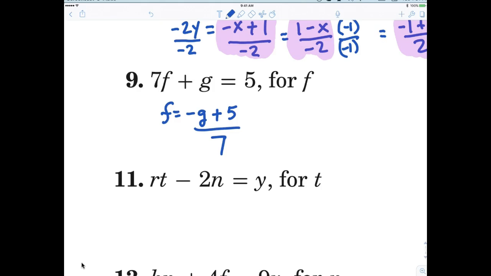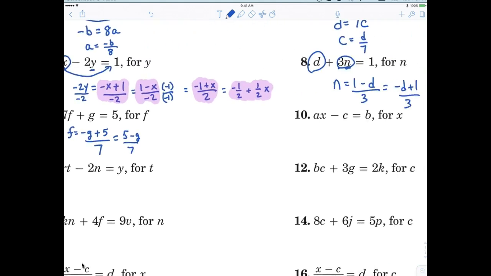So remember now, even if yours is a little bit different, I want you to be smart enough to tell me if it's the same. That is the same. 5 minus G over 7 is the same. Everybody happy with that? All right. Let's see who's brave on number 10.